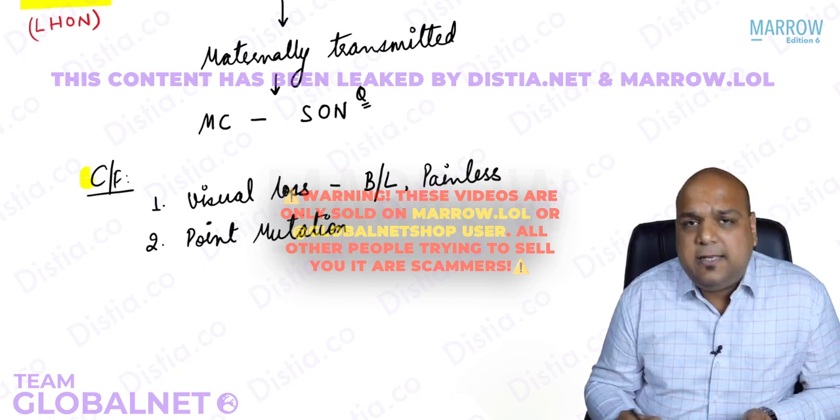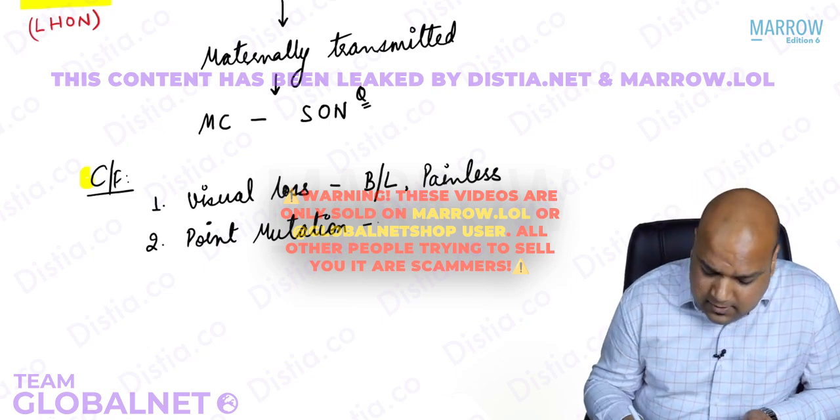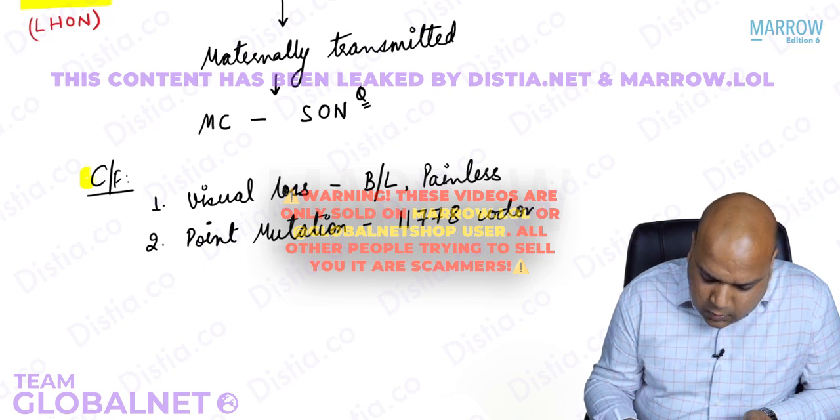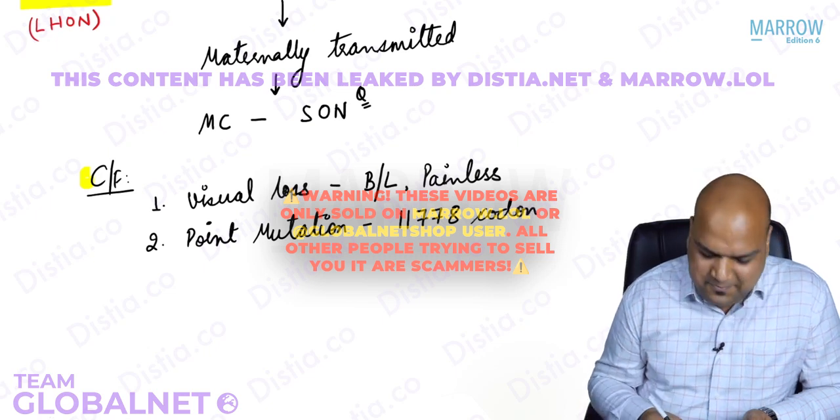Number two, everybody, it occurs due to a point mutation. So if it is getting inherited, there is some kind of mutation. So it is a point mutation at 11778 codon. So the codon is 11778.